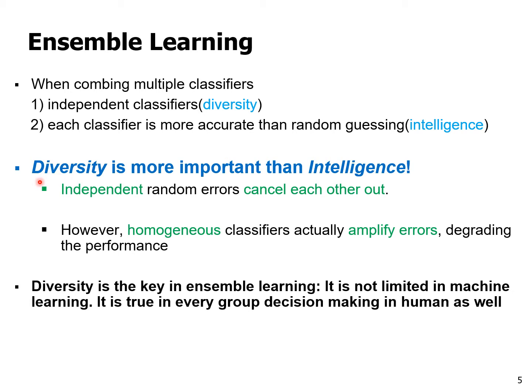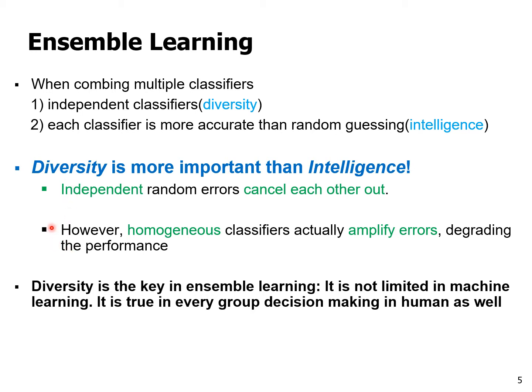So when there is a certain amount of diversity in ensemble learning, suppose you have multiple classifiers and each of them is independent. Then suppose one classifier creates an error. It is quite possible that another independent classifier cancels out this error. So that's why this diversity is important.